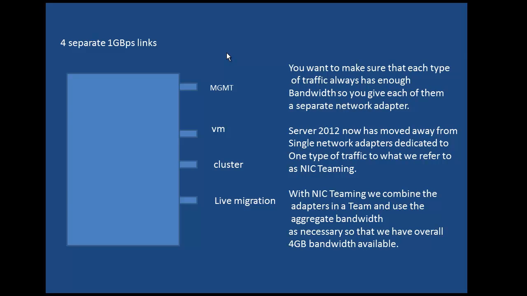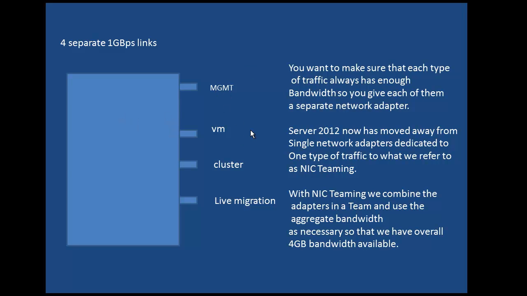Let us take a look at this example. Here we have a server with 4 network cards. Each of the network cards is a 1 gigabit link, so for the management network you have 1 gigabit. For the VM network, the virtual machine network, you have another NIC, a 1 gigabit link. For the cluster network, you also have 1 gigabit, and for live migration traffic, you have 1 gigabit. So each of the network cards is dedicated to a different type of traffic. And you might want to do that because you want to make sure that each of these networks has enough bandwidth for the traffic within that network.